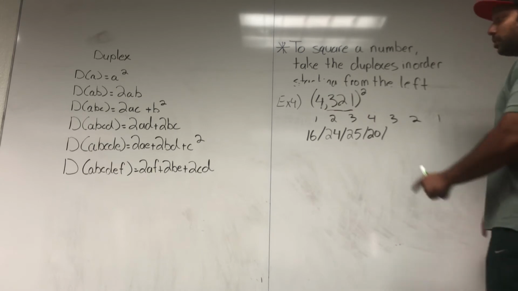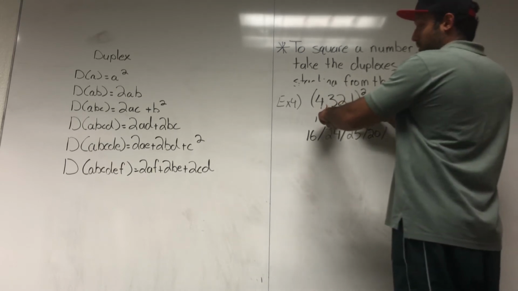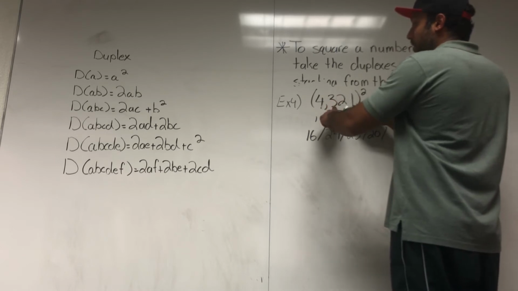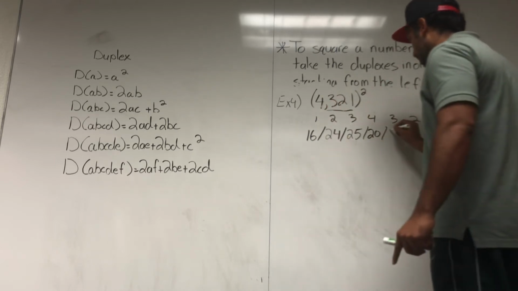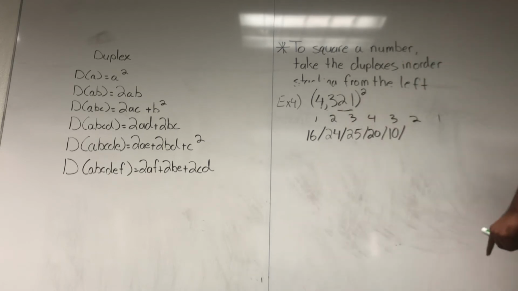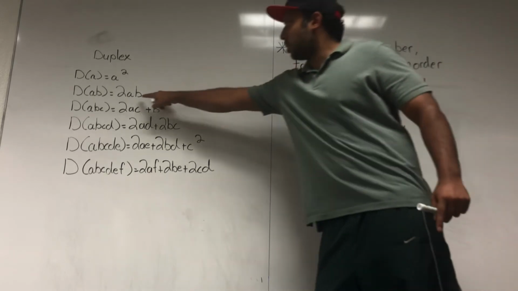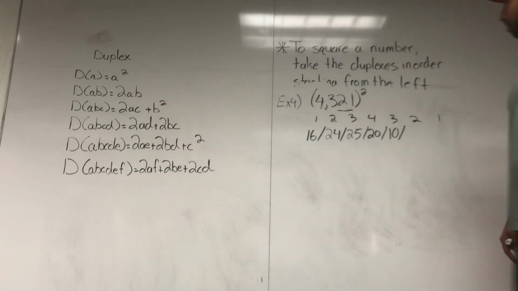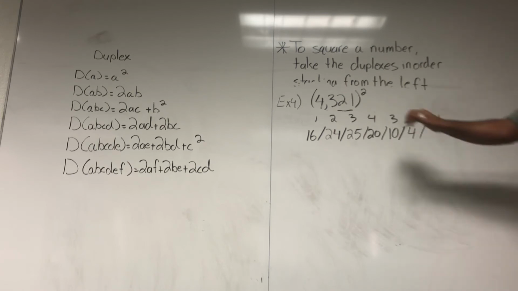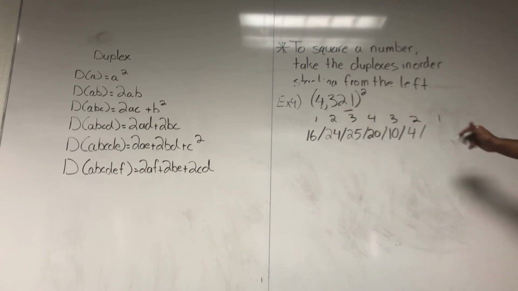What's the duplex of 3, 2, 1? It's 3 times 1 times 2. So that's 6 plus 2 squared. 6 plus 4 is 10. Now we're at the duplex of just 21. So you multiply the numbers and you double it. So 2 times 1 is 2, doubled is 4. And the duplex of just 1 is 1 times 1, which is just 1.